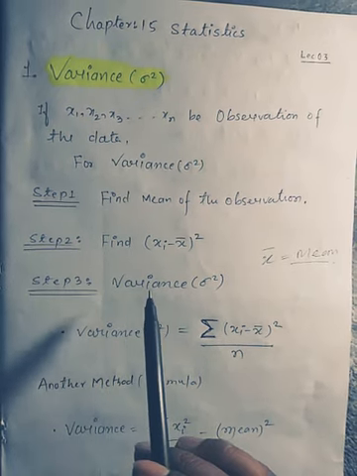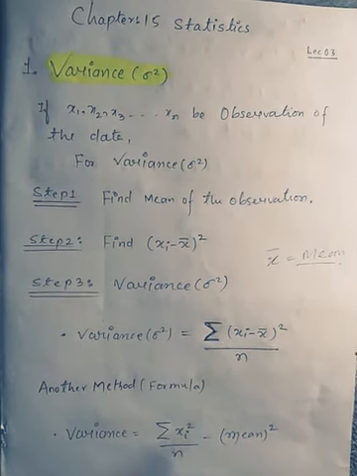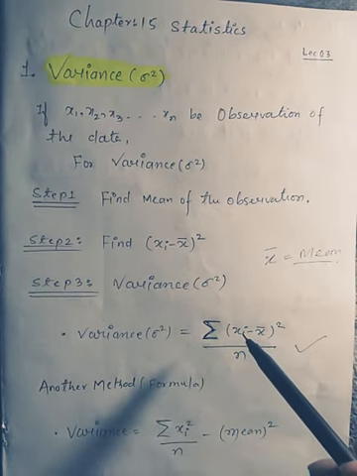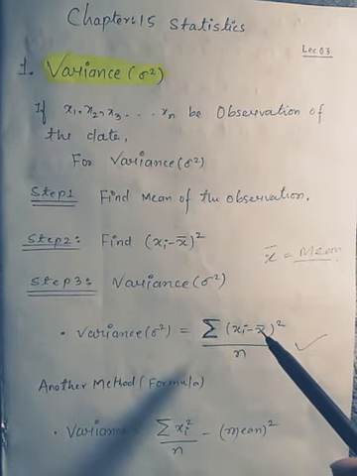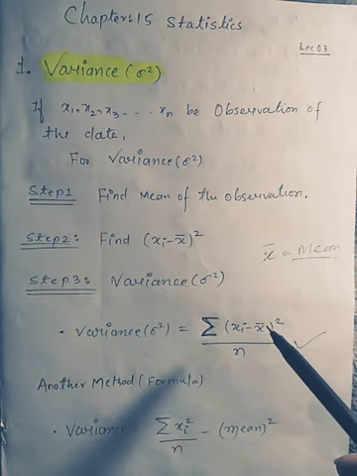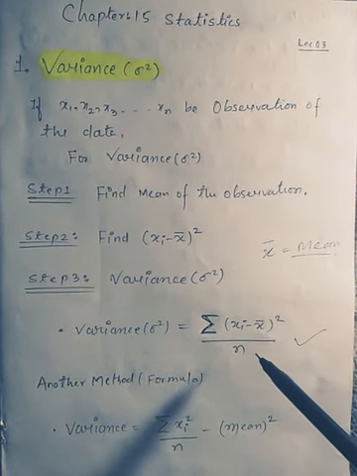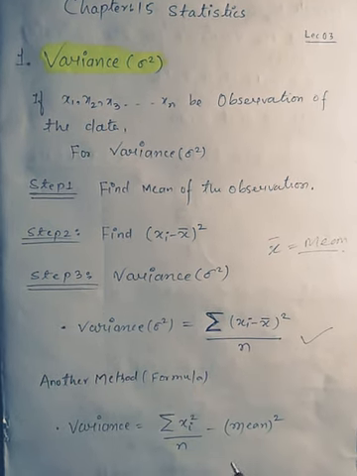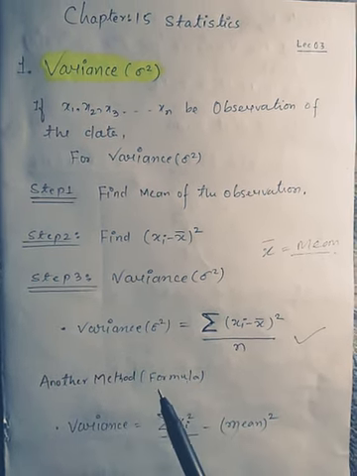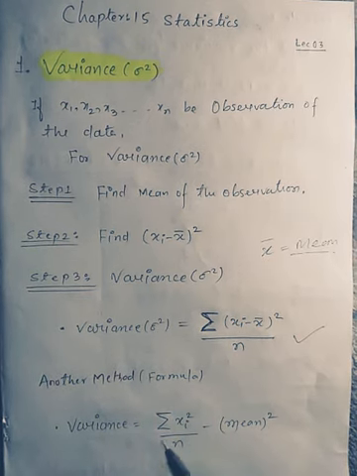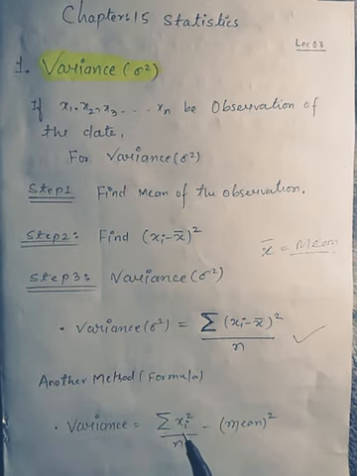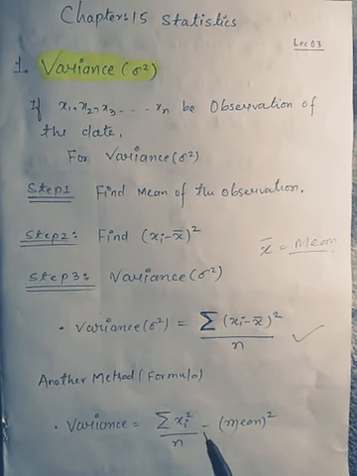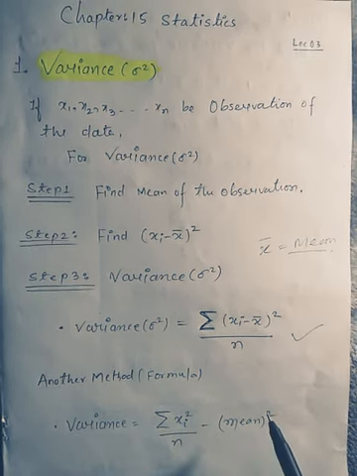Step 3, variance. The formula of variance is summation of xi minus mean whole square by n, where n is the number of observation. Another method or formula for variance is summation of xi square by n minus mean square.